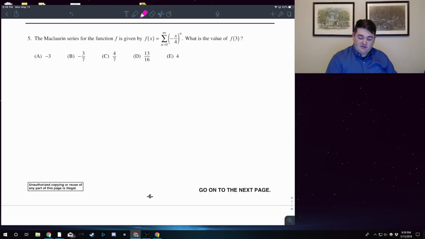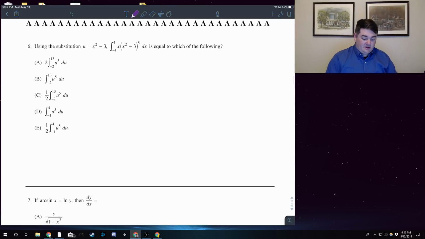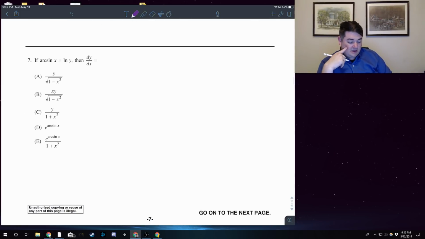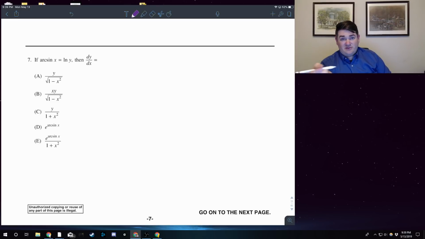Maclaurin series. They're saying find the value of f of 3. You're going to plug 3 in right there. It becomes a convergent geometric series. Use the formula a1 over 1 minus r. Number 6, u substitution where they hold your hand. That's nice. Number 7, implicit differentiation. Make sure you know the derivative of arc sine x.